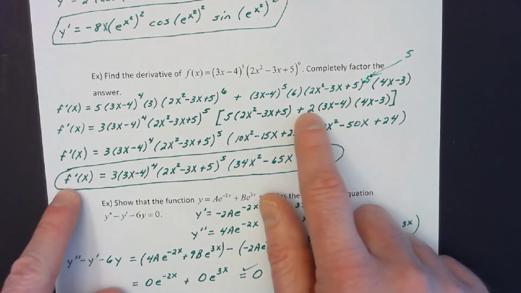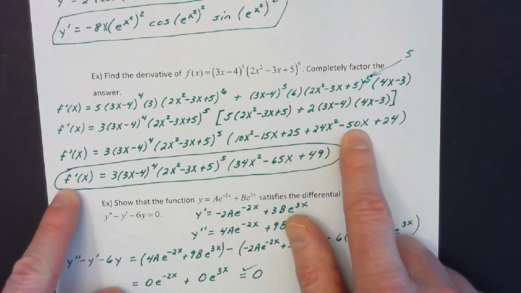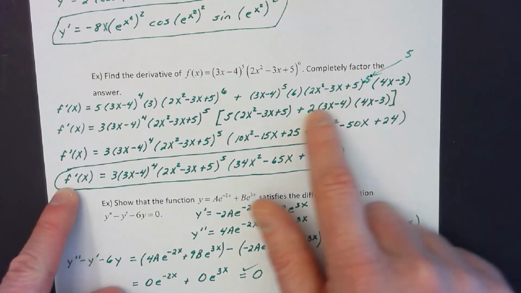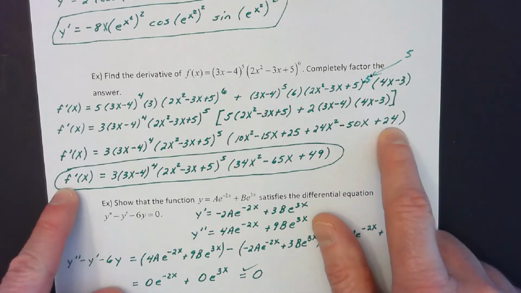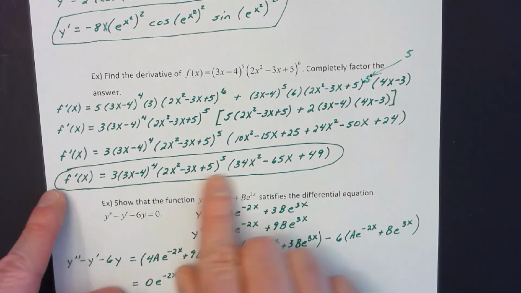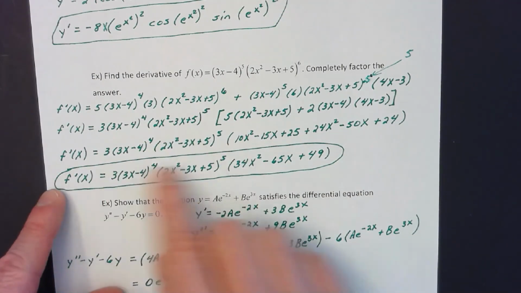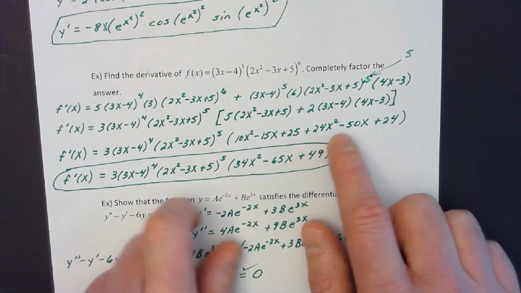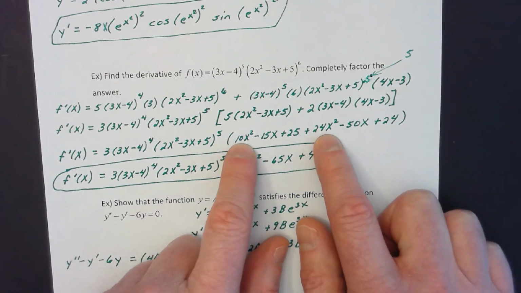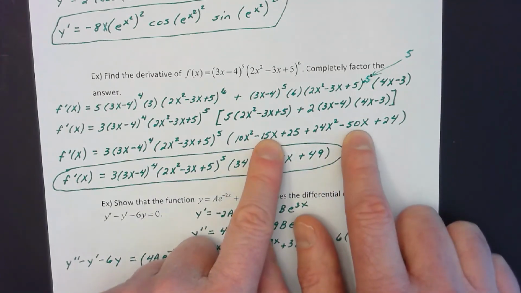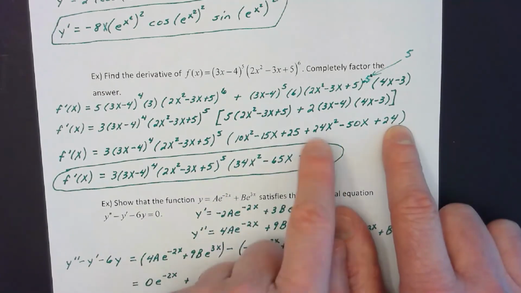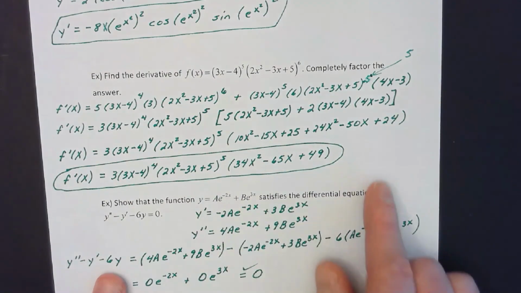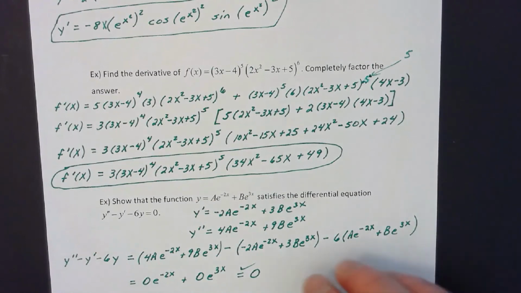Minus 25x times 2 gives me minus 50x. The last term, negative 4 times negative 3, is a positive 12. 12 times 2, 24. So then again, I just brought down my first three terms. This last term in fully factored final form, you have to gather your like terms. You have 34x squared minus 65x, and then plus 25 plus 24 for plus 49. Fully factored final, fantastic form of the answer.